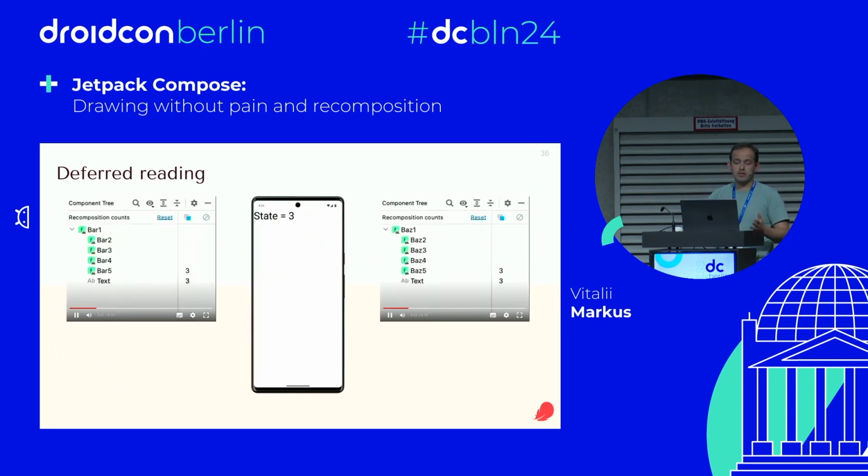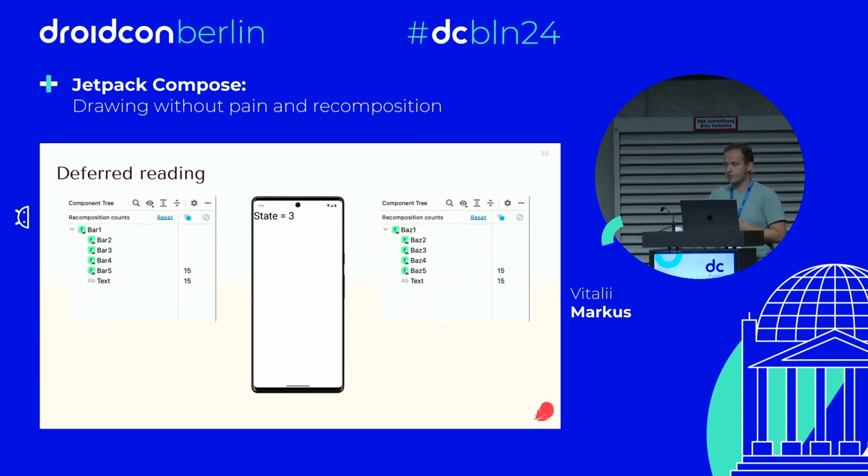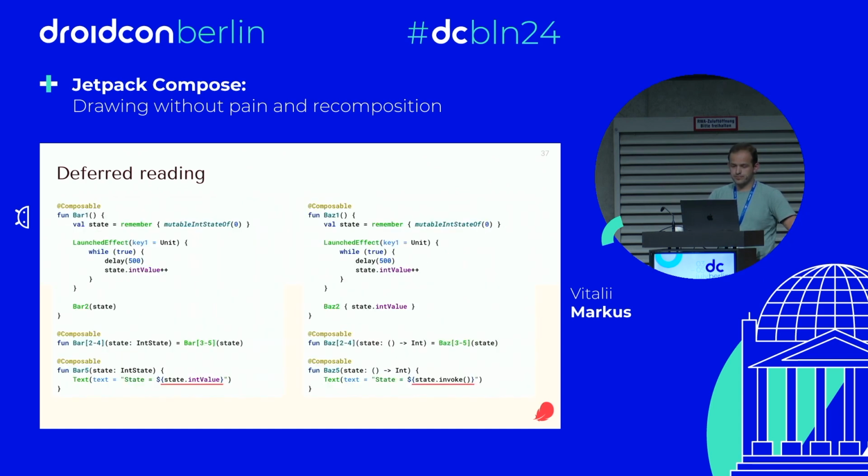And when we run this code, we can see that the behavior remained the same, but the number of recompositions has significantly decreased. The functions bar and bus 1, 2, 3, and 4 are not recomposed because we don't read the input argument in these functions. We simply pass an argument further, so the function does not subscribe to changes of input arguments, and the compiler optimizes the compositions.